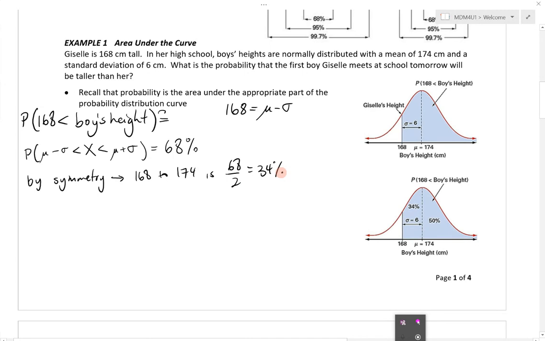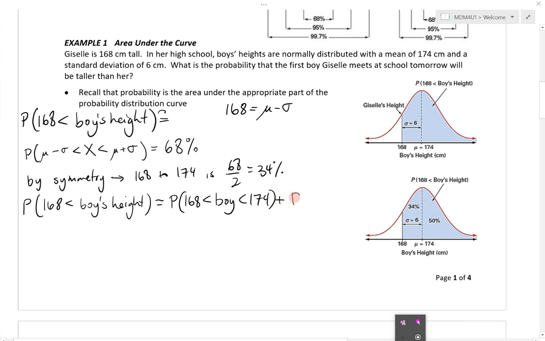So I can model this problem, the probability that 168 is less than the boy's height, as follows. What's the probability that the boy's height is between 168 and 174, the mean value? That is, between the lower limit and the mean value in this little section of the graph. And then I can add the probability that the boy will be taller than the mean value.